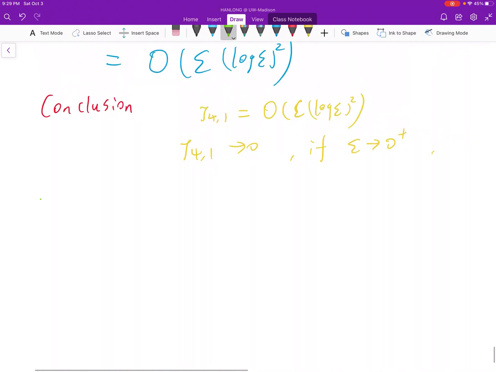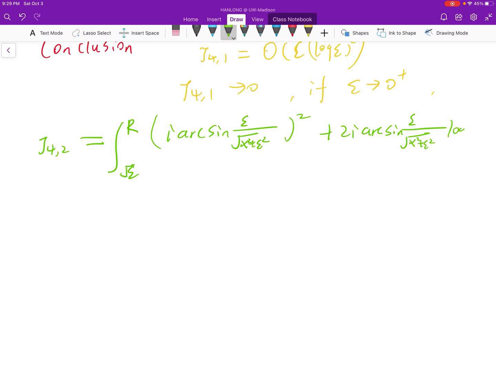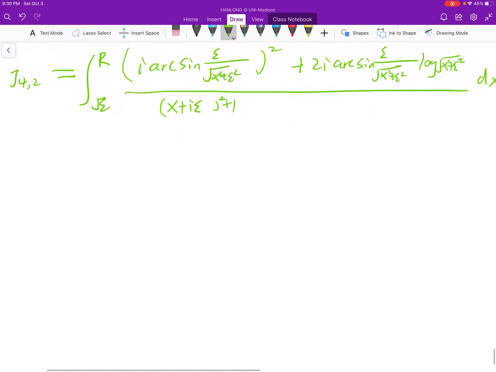So we copy it here. J42. What is J42? It's the same thing, but now it's from square root epsilon to R, i arc sine epsilon divided by square root x squared plus epsilon squared, plus 2i arc sine epsilon divided by x squared plus epsilon squared, log square root x squared plus epsilon squared divided by x plus i epsilon squared plus 1, dx.